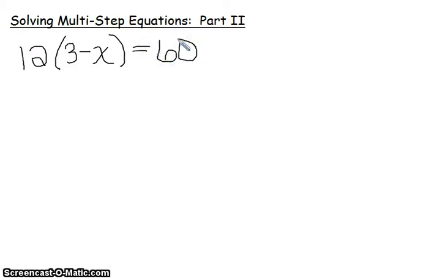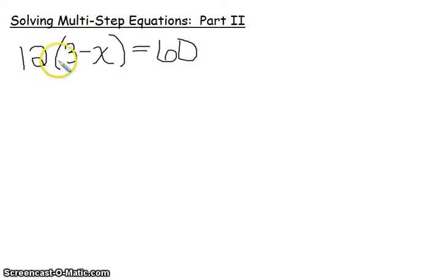So I've got 12, and then in parentheses I have 3 minus x, and all of that's going to equal 60. If I wanted to read this, this is the product of 12 and the difference of 3 and x. So 3 minus x, then times 12.